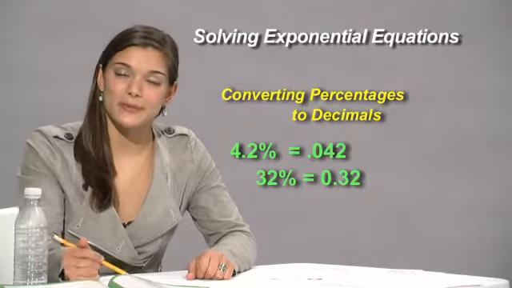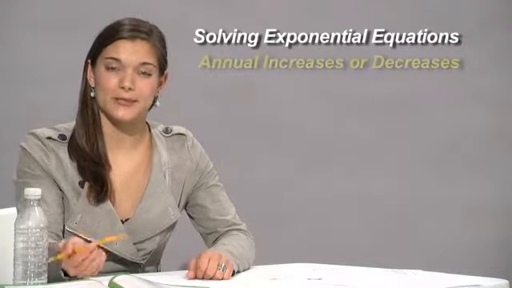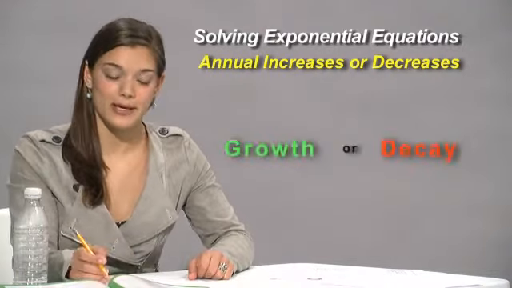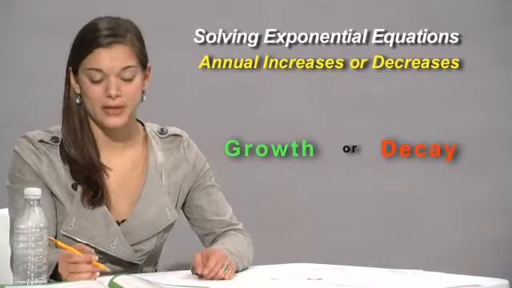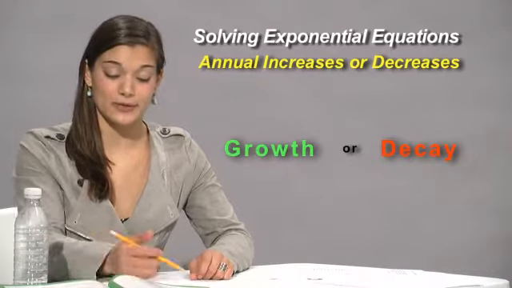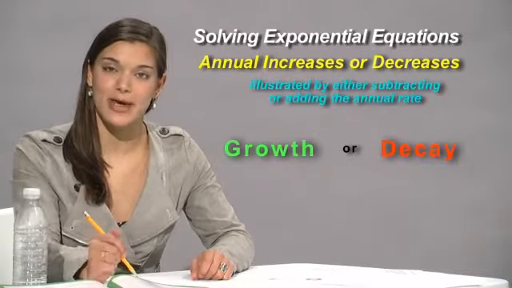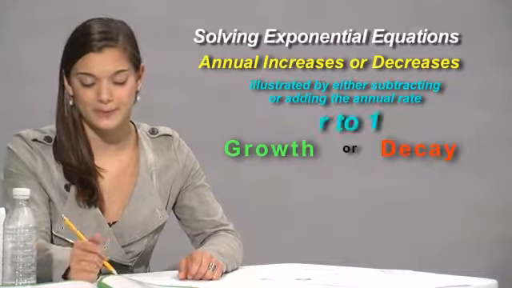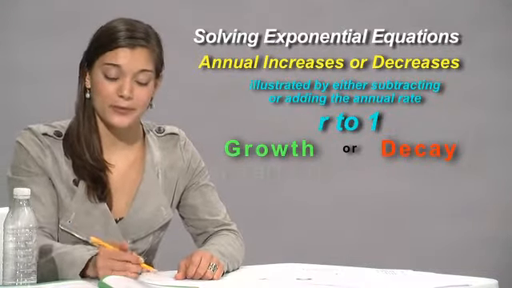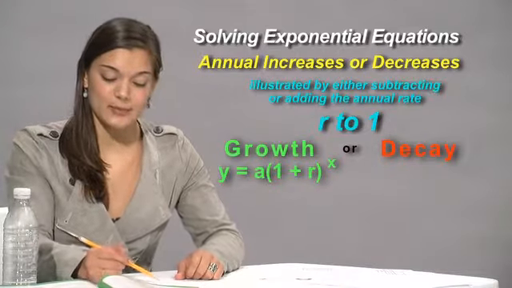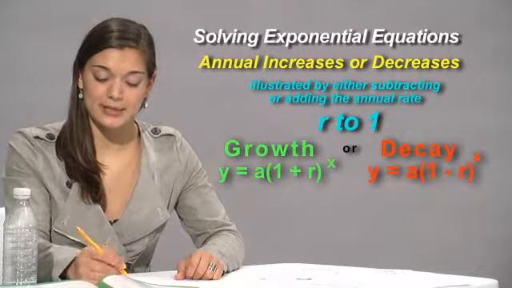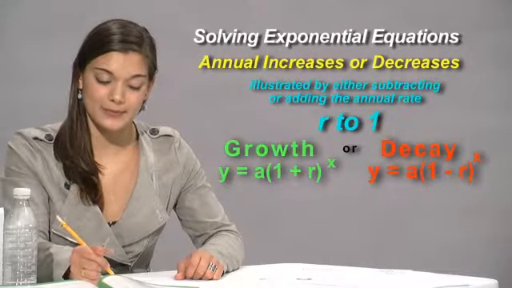One thing we'll have to deal with in exponential equations are annual increases or decreases. These are also called growth or decay problems, an increase for growth and a decrease for decay. We can show these growth or decay factors by either subtracting or adding the annual rate, or r, to 1. You can see the basic growth or decay equations here. For growth, y equals a times 1 plus r to the x. And for decay, y equals a times 1 minus r to the x.